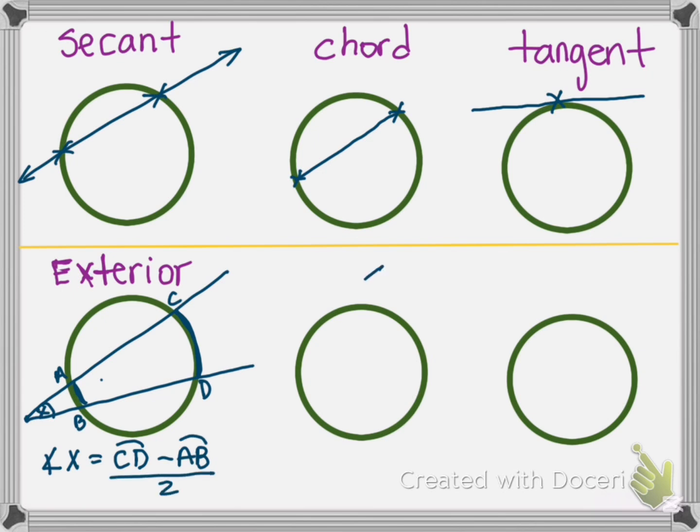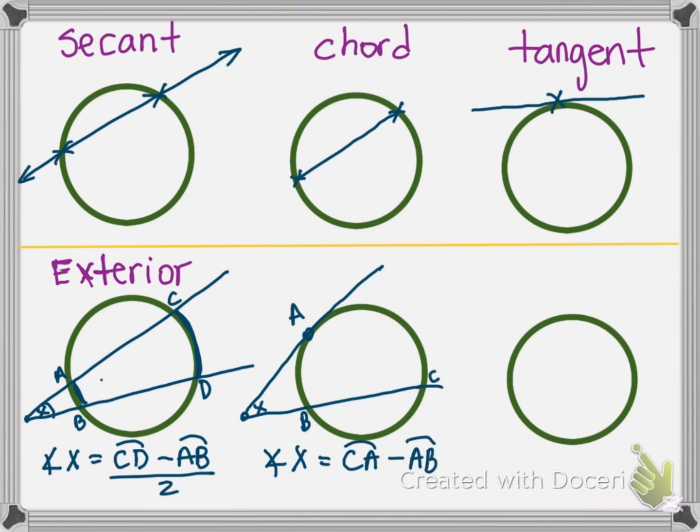The next kind of exterior angle is formed by a tangent and a secant. Notice that the vertex is on the outside, that's why it's called exterior. Then we also have here arc AB, but then here we're going to have arc AC. Again, to find the measurement of this angle, we subtract the bigger one, AC, minus the smaller one, AB, divided by 2.